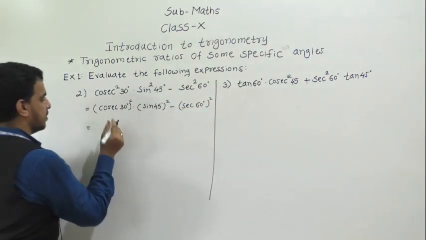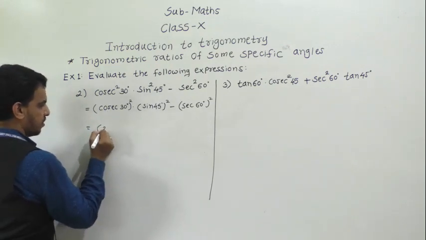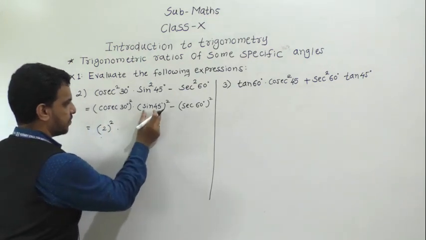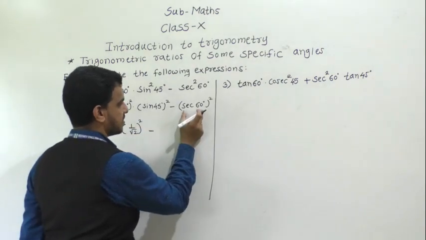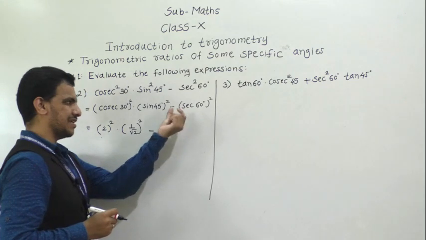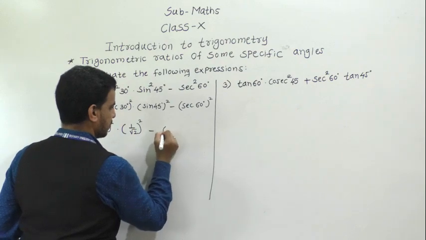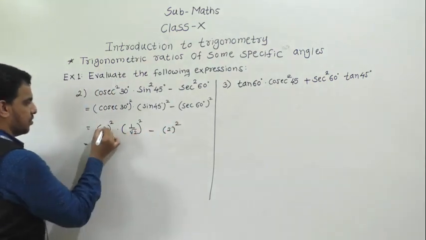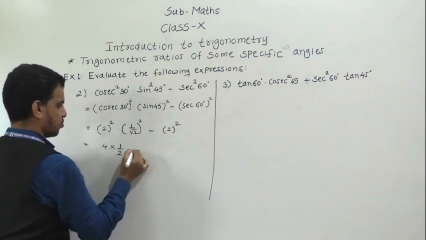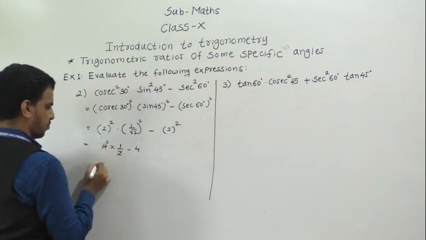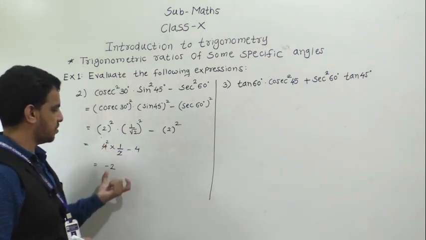Okay, now sine 30 value is 1 by 2, so cosec 30 is reciprocal of sine, that is 2. So 2 square, sine 45 is 1 by root 2 bracket square, minus sec 60. Sec is reciprocal of cos, cos 60 value is 1 by 2, so sec 60 is 2. Now here 2 square is 4 into 1 by root 2 square is 1 by 2, minus 2 square is again 4, so 2 minus 4 is minus 2. So the value of this expression is minus 2.